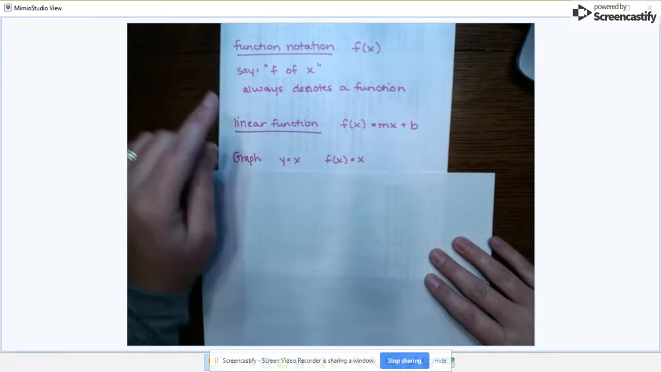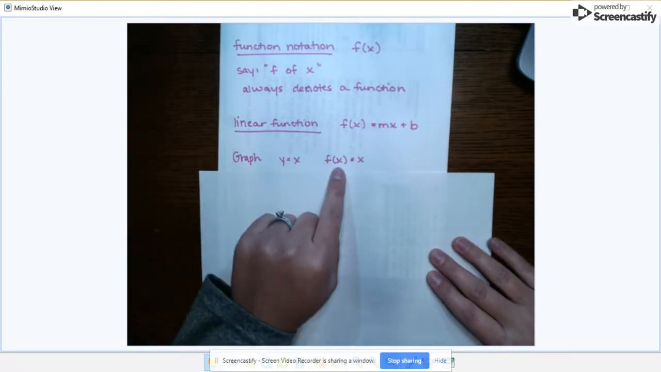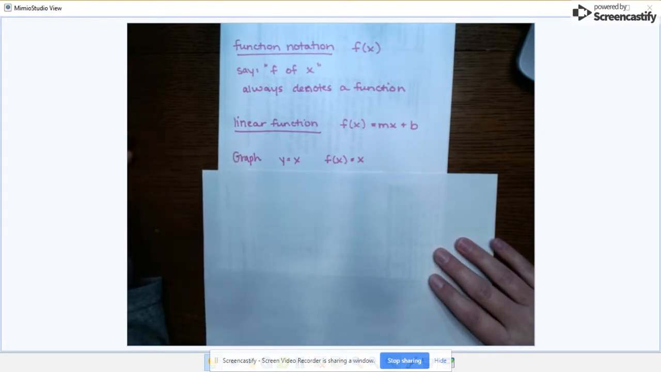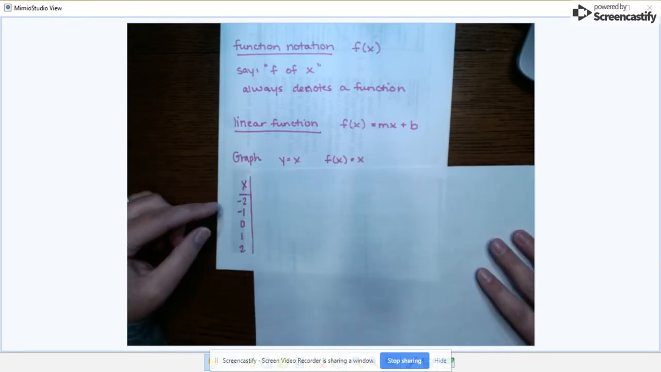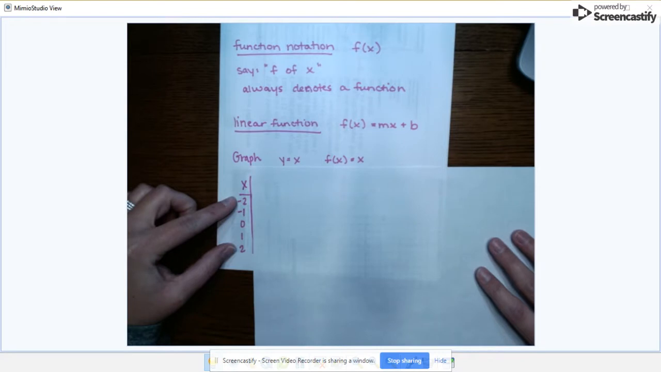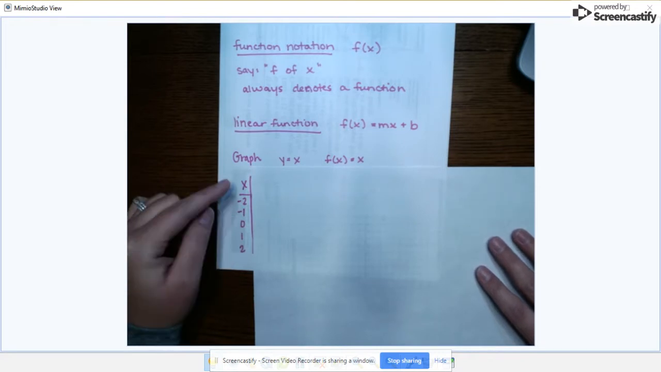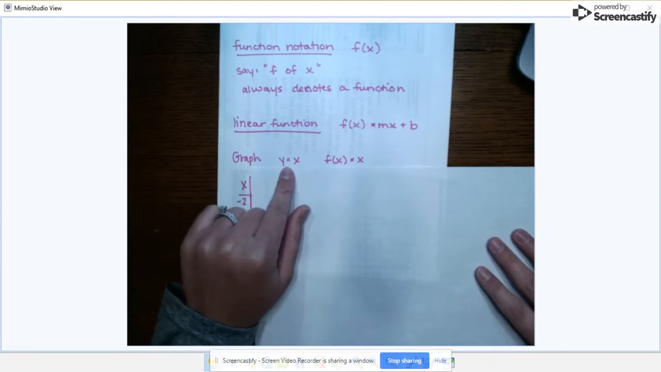So we're going to graph the line y equals x. Well, in function notation, that is f of x equals x. So in order to graph this, we're going to have to make a table. Again, we did this a couple lessons ago. When you make an xy table, you get to choose your x values. So I'm going to use my standard -2, -1, 0, 1, and 2, and I'm going to plug those back into my function. Either one of these equations, they mean the exact same thing.